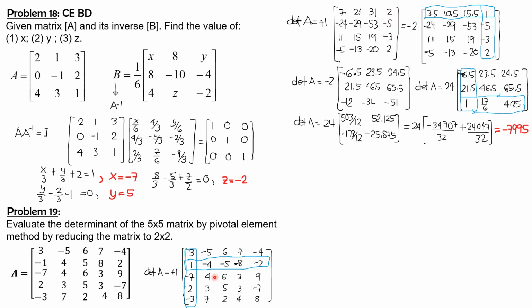And lastly, you just check the other elements. So this is the last element that I'm going to evaluate and show. 4 minus negative 7 times negative 4, that's 4 minus 28, so negative 24. So you have to show that these are the other elements reduced from 5 by 5 to 4 by 4. So I'll proceed until there will be a 2 by 2 matrix left.